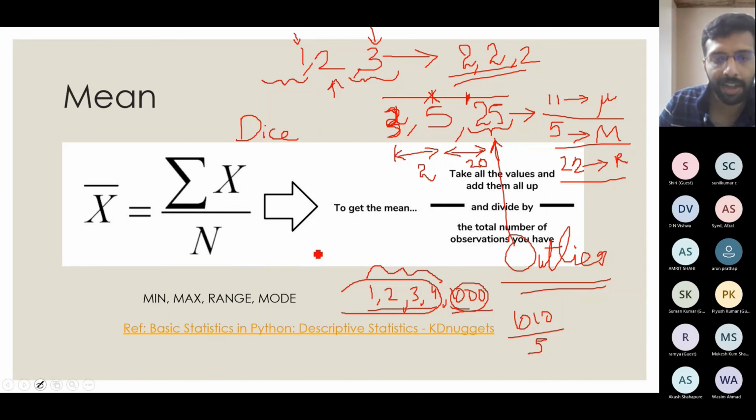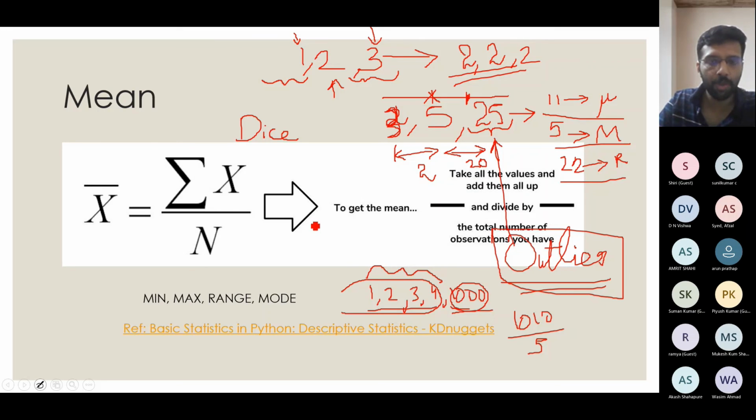So for conditions like this, when our data is not equally distributed or has some values which are off by too much or less by too much, these outliers and all, in those situations, as a measure of central tendency, we will choose median. And where my data is more or less equally distributed, in those conditions, I'll go for mean.